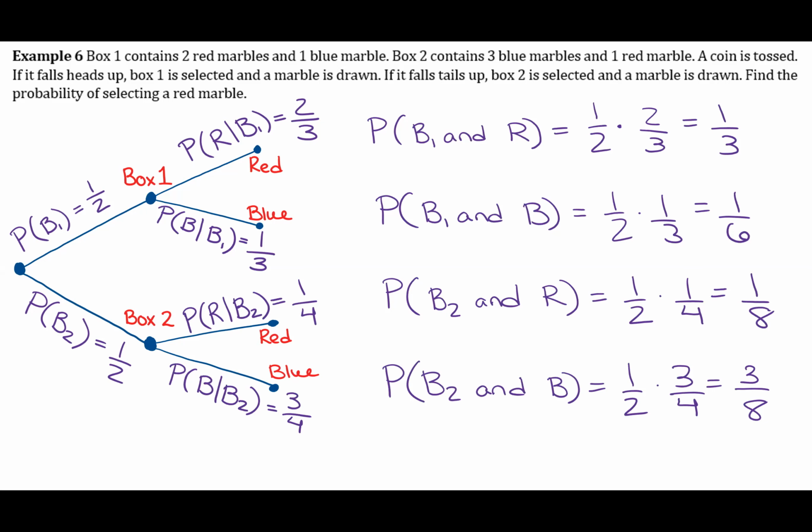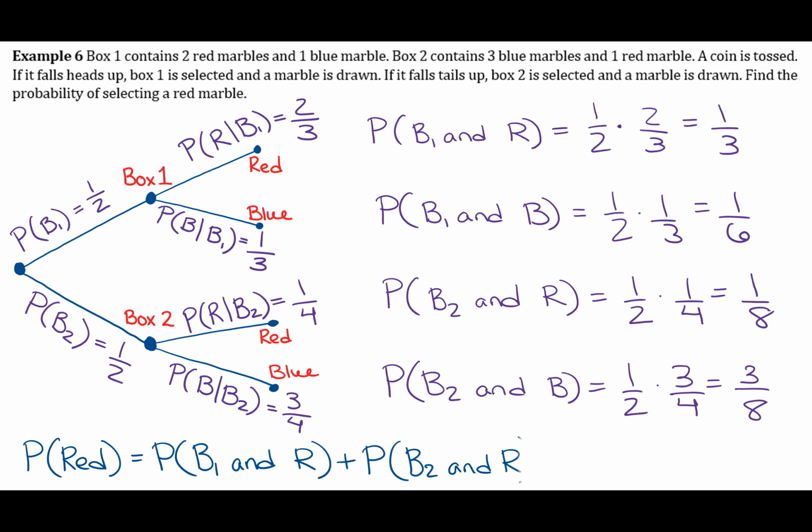Okay, now I haven't actually answered the question at all. I simply just laid out all of my possible options for what can happen with this scenario. So what did they want? Find the probability of selecting a red marble. Okay, so probability of red, we basically just want to gather up the outcomes that had red in them. So we're going to take that 1/3, add it to the 1/8. So the box 1 in red plus the box 2 in red. So 1/3 plus 1/8, which comes out to be 11/24. Perfect.